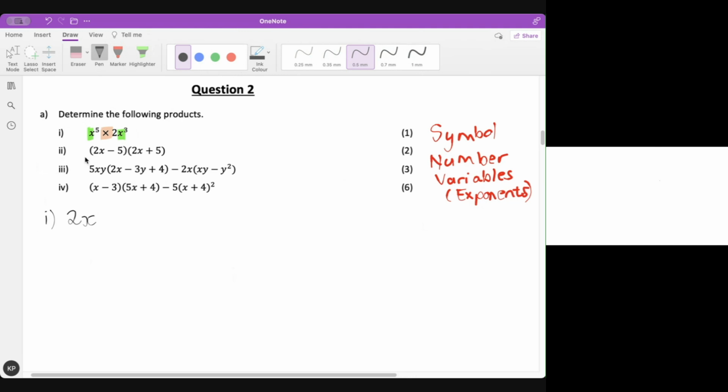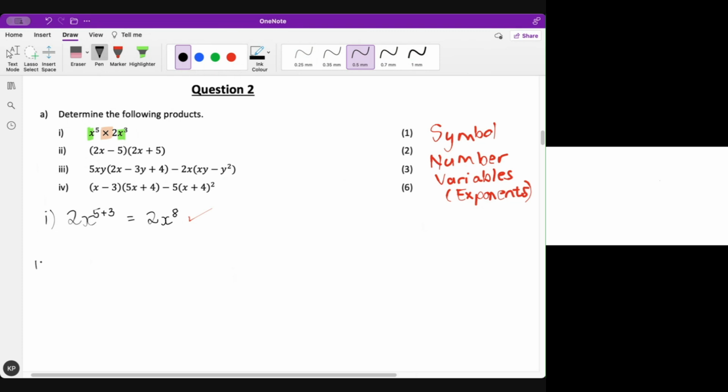When we multiply, if the bases are the same, we add the exponents. So x is going to have an exponent of 8. Beautiful, guys, and that's it. And this is literally worth 1 mark, so you either have everything right or you lose the whole mark.